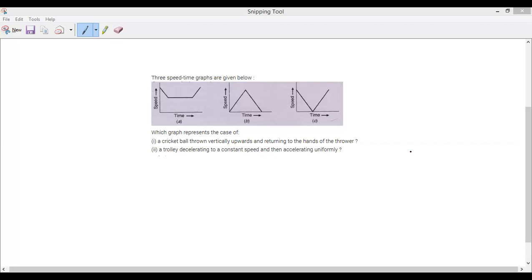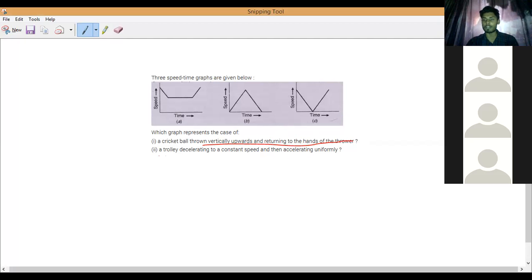Now, which graph represents the case of a cricket ball thrown vertically upwards and returning to the hands of the thrower? Thrown vertically upwards, and again it is returning. While going upwards, it is increasing acceleration. If it is increasing acceleration, continuously it should go. While you are throwing, it has maximum speed. While it is going upwards, slowly the speed decreases. But while it is returning, the speed slowly increases. So which graph will come? Graph C. Is it yes or no?